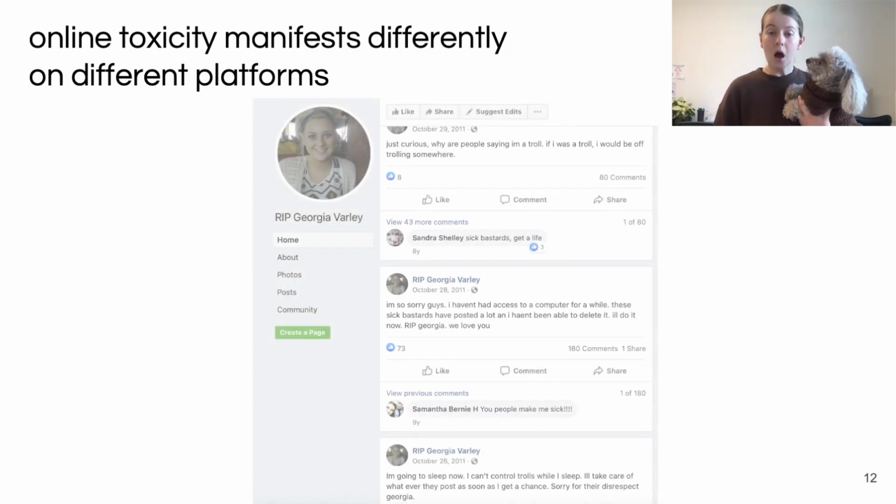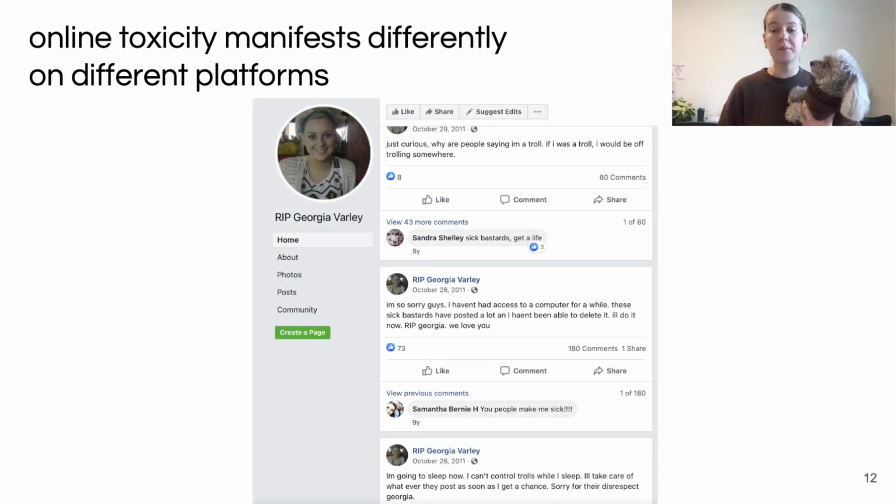For example, RIP trolling is the trolling of memorial pages that are commonly posted on Facebook. It's a prevalent issue on the platform. There are multiple papers, research on it, blog posts, all kinds of stuff on how to deal with this RIP trolling on Facebook. But RIP trolling is not a significant or particularly prevalent form of toxicity on another platform like Twitter, for example.